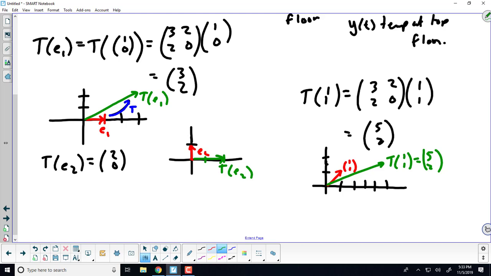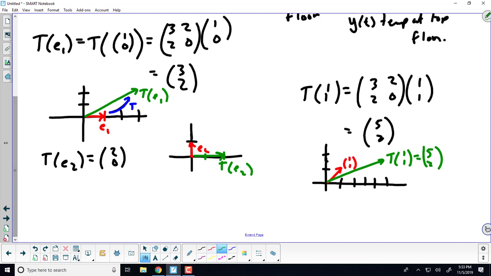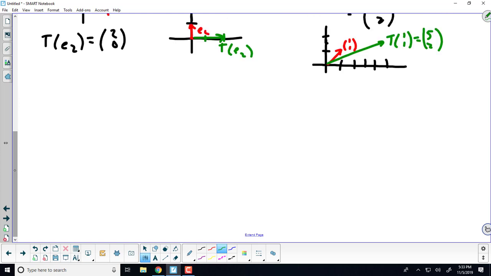Any questions on that? All right, so now we're building up to our point. Let's look at T of 2, 1. That would be the same 3, 2, 2, 0 applied to 2, 1.